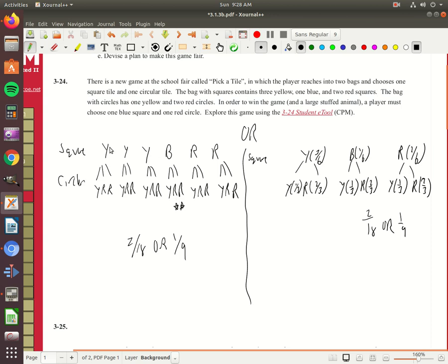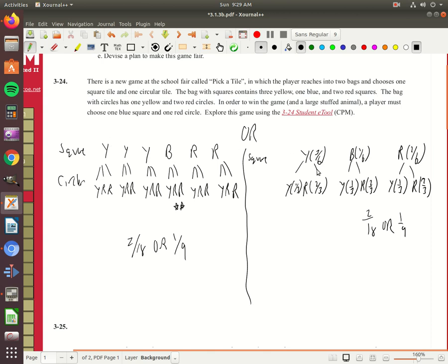So on this one, I just went ahead and I know there's 6 tiles in the bag, right? So there's 3 yellow, 1 blue, and 2 red. And then on this one, it doesn't matter what you pulled out of the square bag. Then you go to the circle bag, and it's either 1 yellow or 2 red. So the only way you win is if you get a blue square and then 2 red circles. And there's 2 out of 18 ways to make that happen, or you have a 1 in 9 chance of winning.